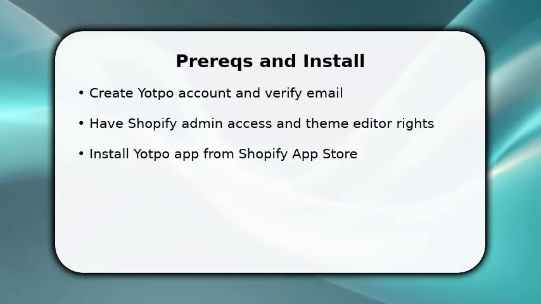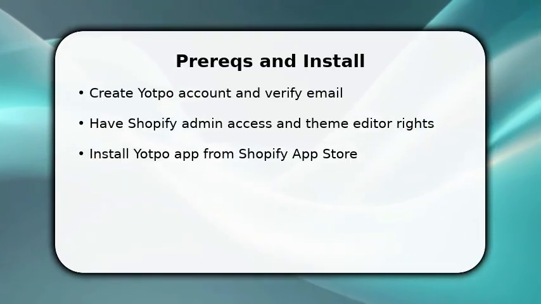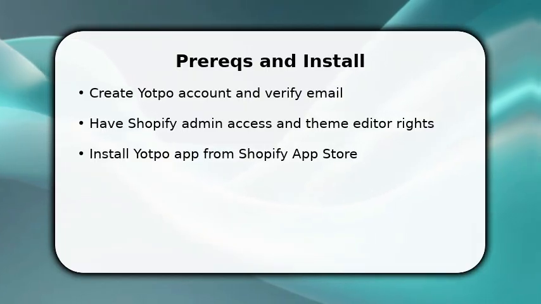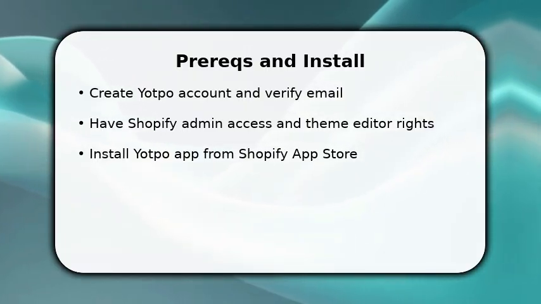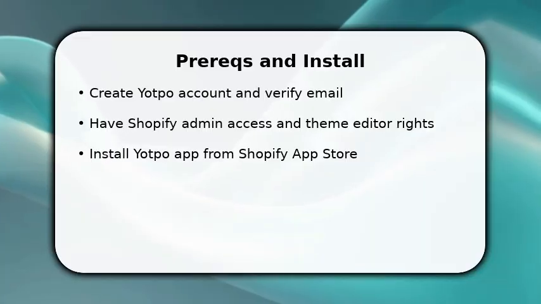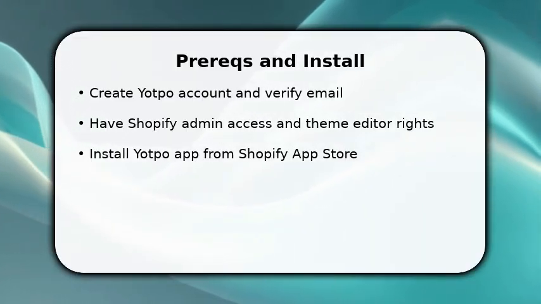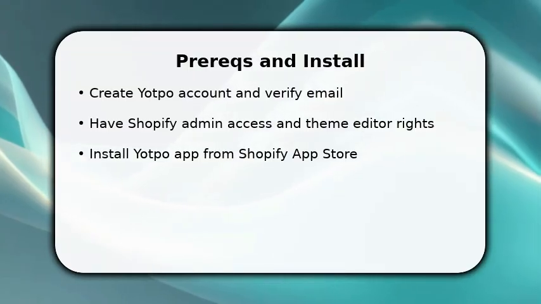You start by confirming prerequisites, a verified Yotpo account and Shopify admin access. Open Shopify, go to Apps, and install Yotpo now. Once installed, grant the permissions it requests so data syncs correctly. You do this early to avoid permission errors later.